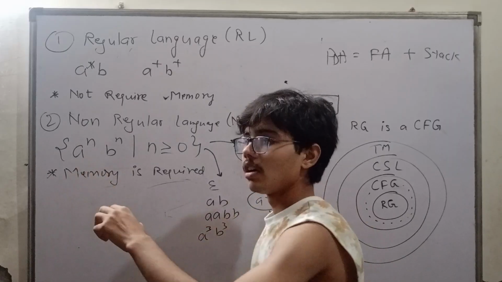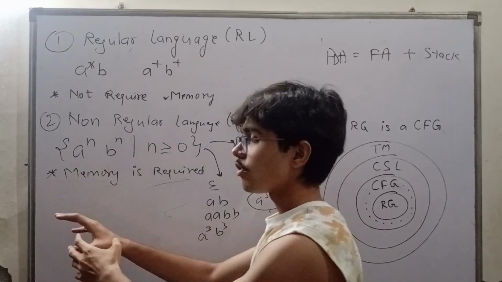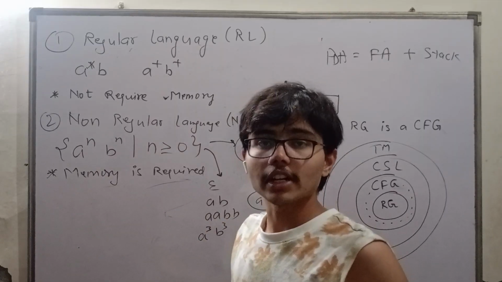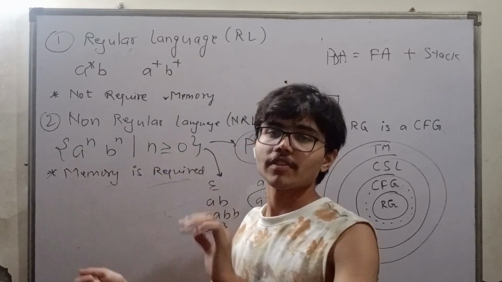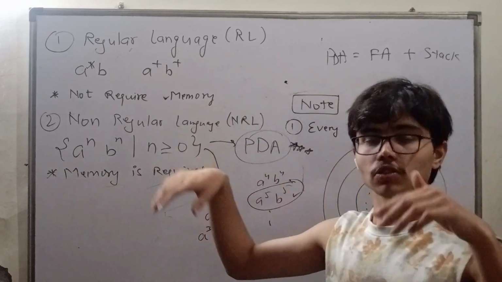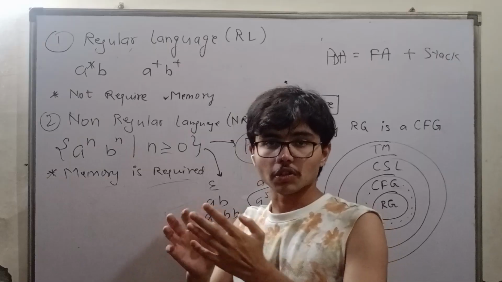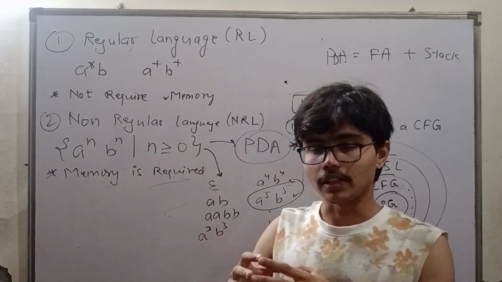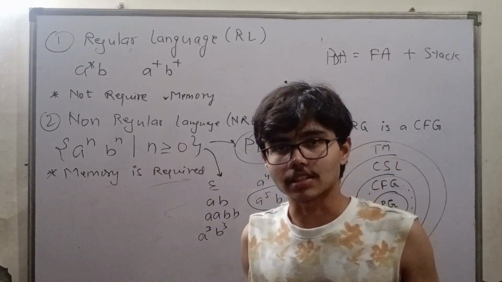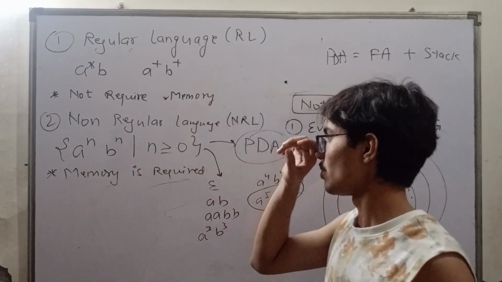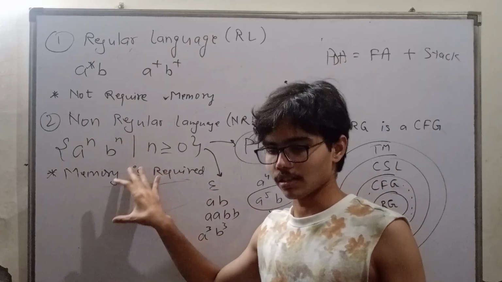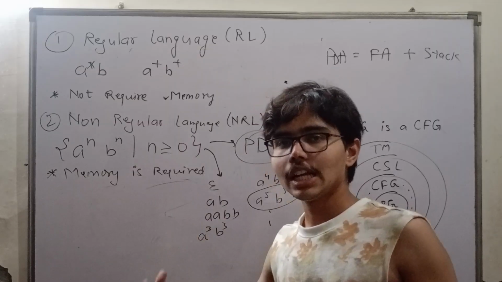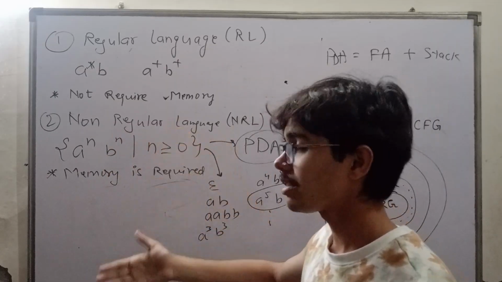Suppose I give you a power 10 b power 10, you can make a DFA. But what if I give the input a power 100 b power 100, or a power 1000 b power 1000? Your DFA is not dynamic. It cannot dynamically increase its size. So for this purpose, something else is needed, which we study in more detail in our next chapter.